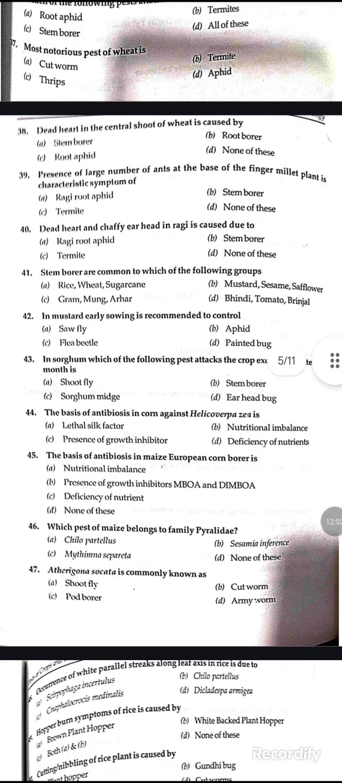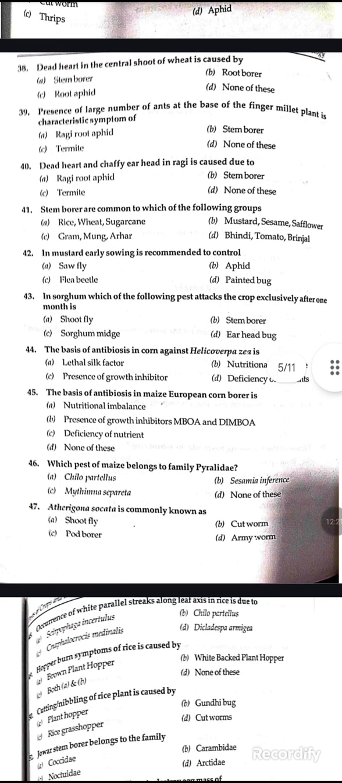Then 46, which pest of maize belongs to family Pyralidae? Okay, so which pest of maize belongs to the family Pyralidae? So of course Chilo partellus. Atherigona soccata, commonly known as Atherigona soccata, is 47A, that is the sorghum shoot fly, and sorghum shoot fly symptom is dead heart with more tillers.